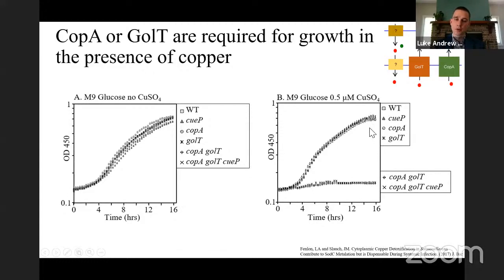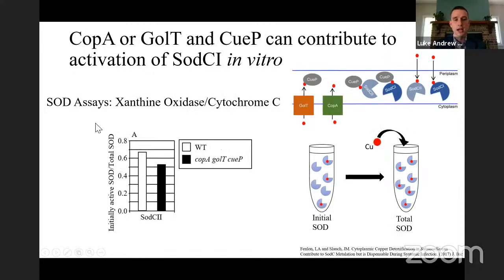So this confirms the previously published reports that COP-A and GOL-T are functionally redundant in protecting the cytoplasm from copper stress, and also confirms that the strains and the mutations that we made are sensitive if we knock out both of these transporters. The next step in these experiments was to actually assay SOD activity.